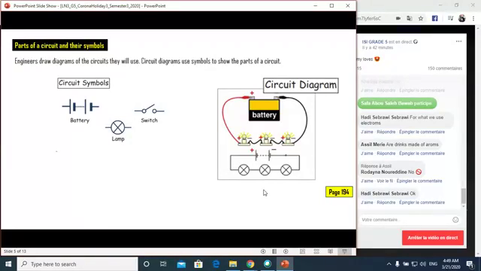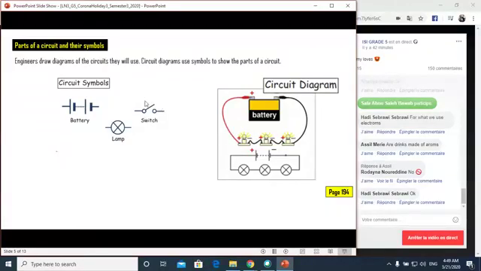Okay, how do we draw a circuit? In science, almost everything has symbols to draw it. Since it's hard to draw a real image of a battery, a light bulb, or the wires, scientists made symbols for everything. This is the symbol of a battery. You need to draw a long line, then next to it a shorter one. So this is a battery.